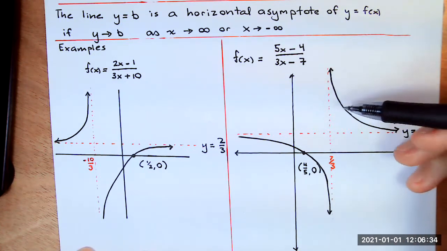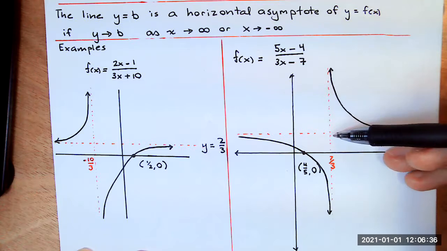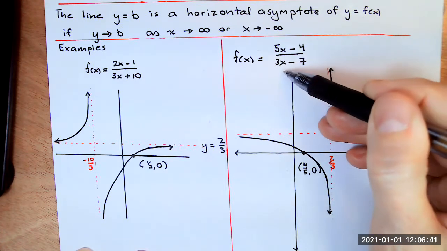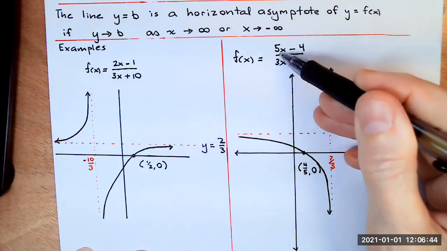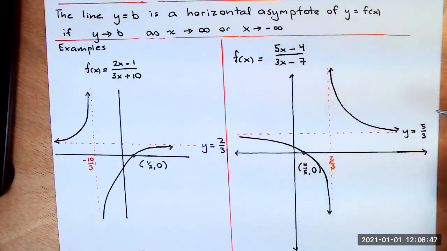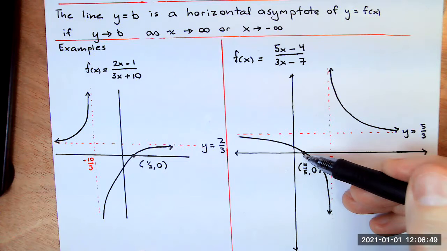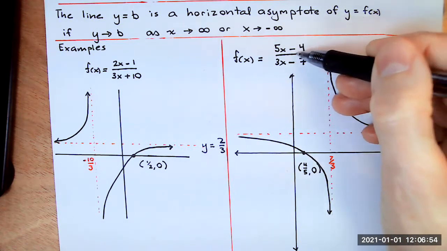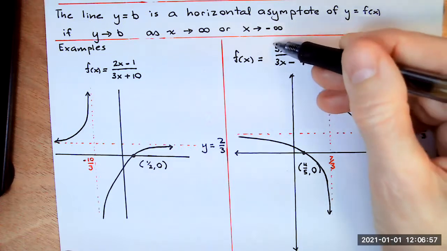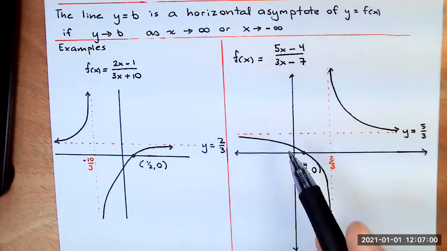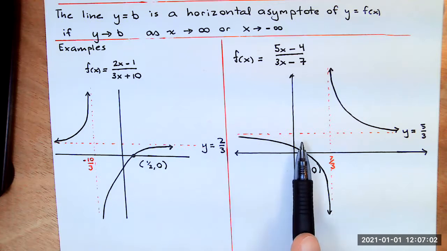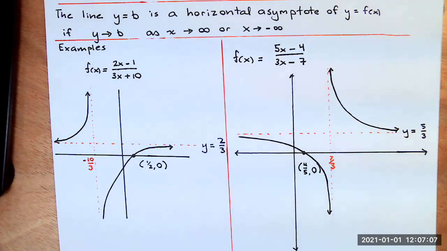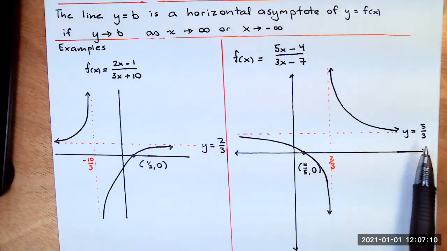Right, if you guessed that it would have a vertical asymptote at x equals 7 over 3, you would be correct. And that's because 7 over 3 is where the denominator equals 0. If you guessed that it would have an x-intercept at x equals 4/5, you would be correct. And that's because that's where the numerator is equal to 0. And this function has a horizontal asymptote of y equals 5/3. All right, let's talk about why that's the case.